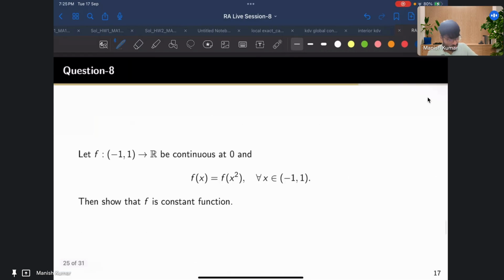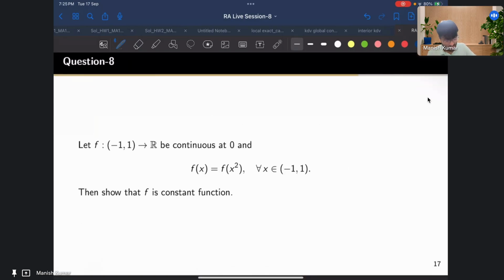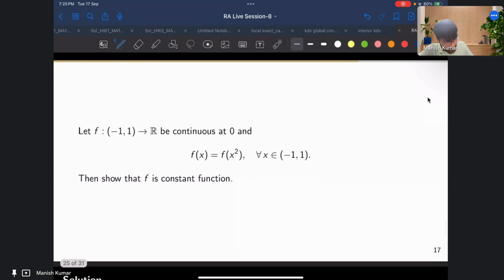Okay, now let's move to the next problem. This is quite different from the earlier one, because earlier we were just looking at the continuity of some given function. Now we have something abstract, right? We have just one property. You have been given this f, which is continuous at 0, and it has the property f(x) equal to f(x squared). You have to prove that this function is constant.